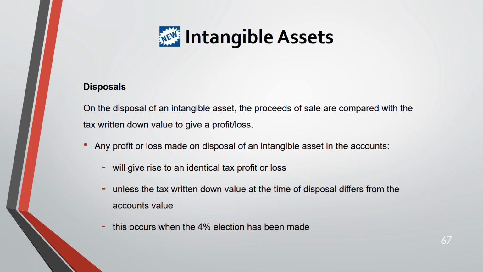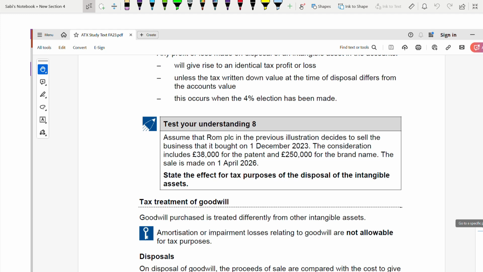Why? Because expenses for intangible assets are allowable for tax purposes also. What you have deducted in accounts to calculate the profit and loss is allowable for tax purposes also, to calculate tax profit or loss. But when you are making the 4% election, it differs. Your profit and loss differs to your tax profit or loss. Now let us do a question on disposal. Test your understanding 8. State the effect for tax purposes on the disposal of intangible assets.